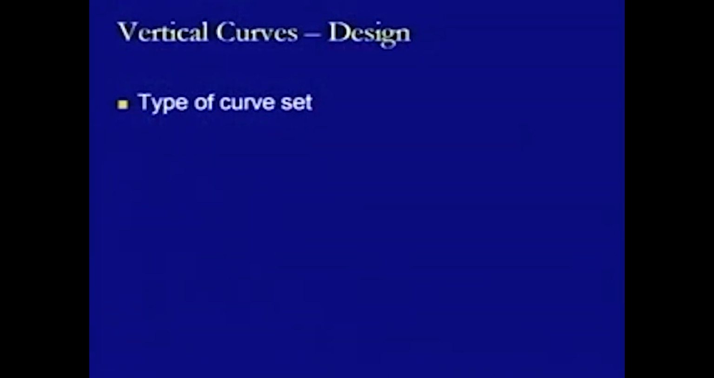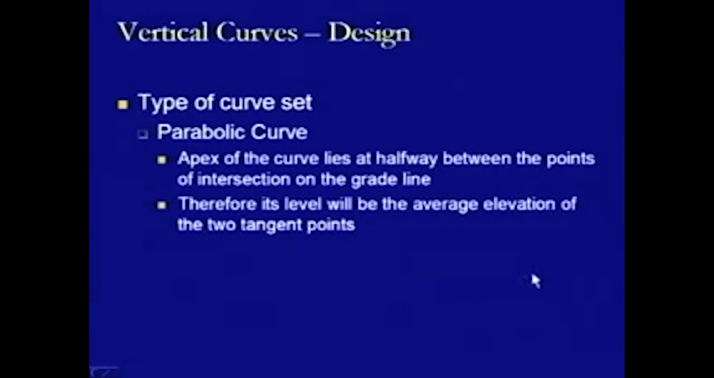Now, we come to the design of the vertical curves. It depends on what type of curve we are choosing. There can be a parabolic curve. In the case of a parabolic curve, the apex of the curve lies halfway between the points of intersection on the grade line. So, if we have these as grade lines, and then we join these 2 points by a straight line, then the apex of the curve will lie halfway between these 2 points. This is one of the properties of the parabolic curve by which we can design it.